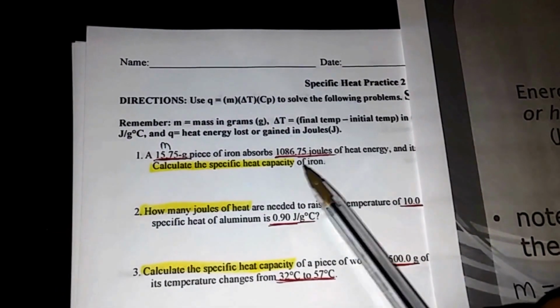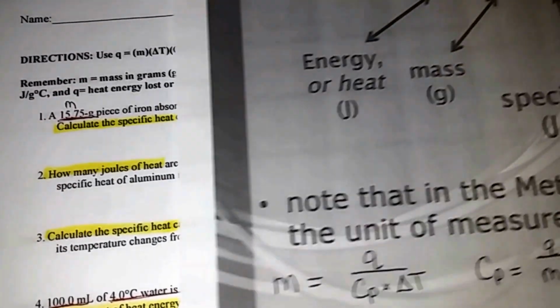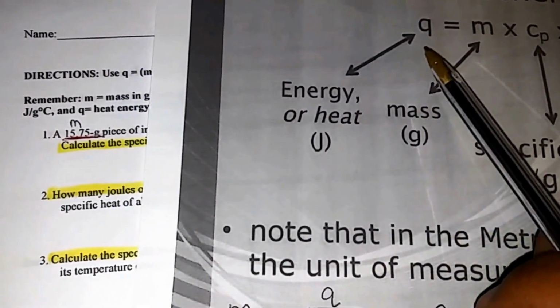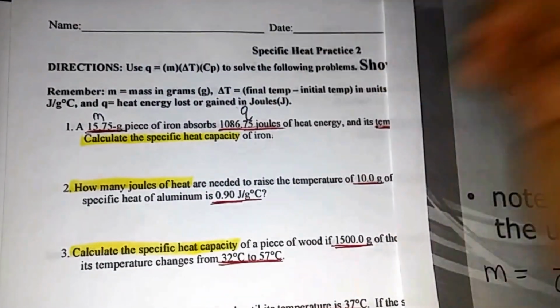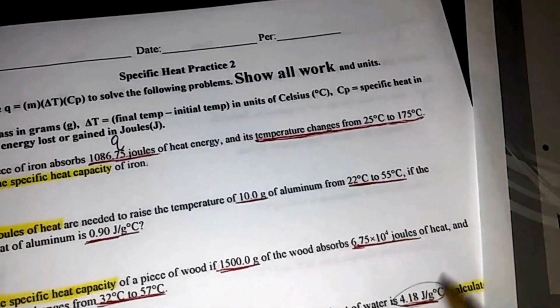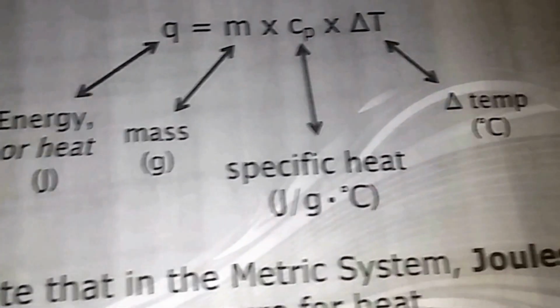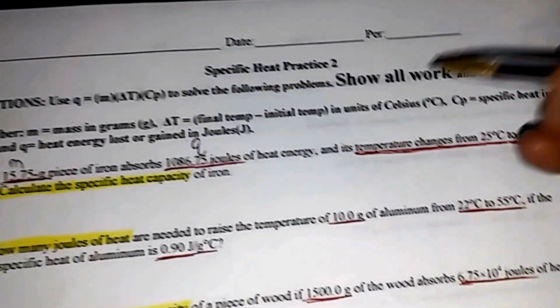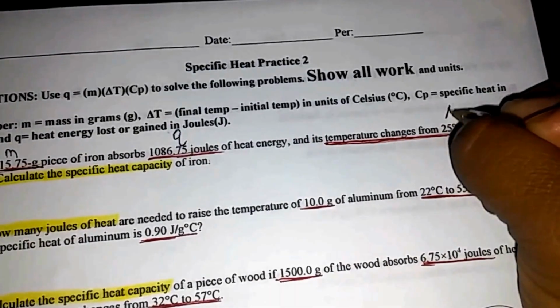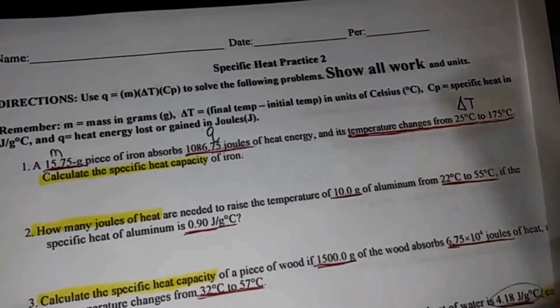Okay, the next number says 1086.75 joules. So my unit is joules. I go back to my notes. Okay, what's joules? Joules is going to be Q. So I know that this number stands for Q. Then they give me that the temperature changes from 25 degrees Celsius to 175 degrees Celsius. Again, that's going to tell me that something in Celsius is going to be delta T. So I know that when I subtract these two, that's going to give me delta T. So now I know that I'm looking for Cp, but I'm given m, Q, and delta T.